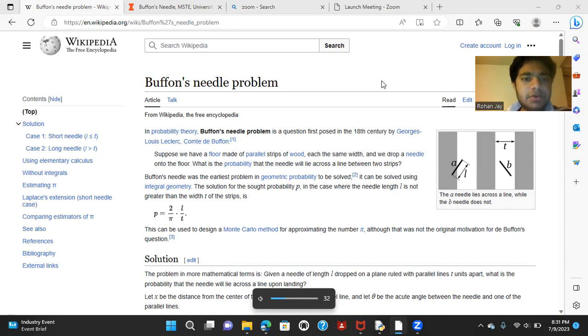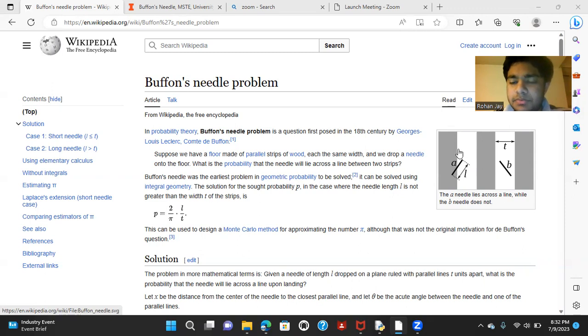So today we're going to go over Buffon's needle problem. And this is basically a method of estimating the value of pi. It involves dropping two lines, which you can see here, and dropping a needle so that the center point falls between these two lines.